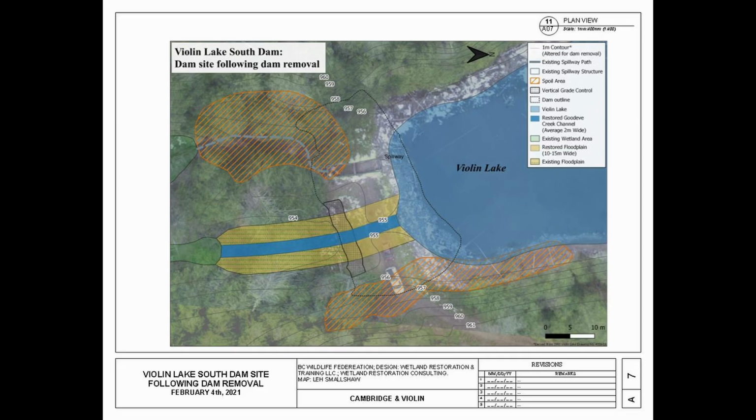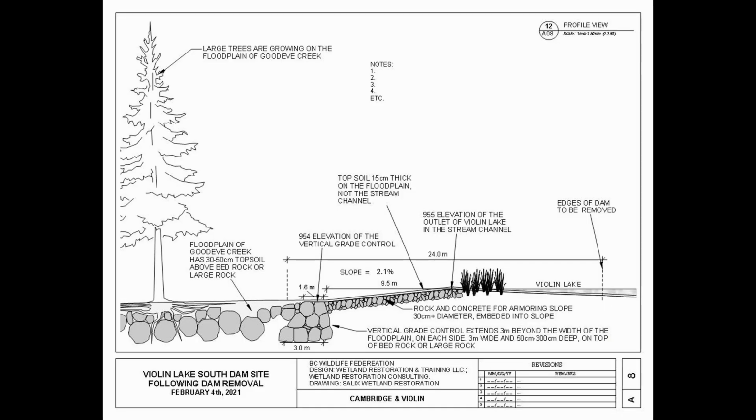Our designs were reviewed and approved by an engineer. The orange hatched areas on this drawing show where the soil in the dam would be placed. The artificial channel that had been created for the spillway would be filled in with soil. The stream would be restored on a 2.1% slope with the channel and floodplain being armored with rock. Topsoil would be spread over the restored floodplain, but not in the restored stream channel, to control erosion.